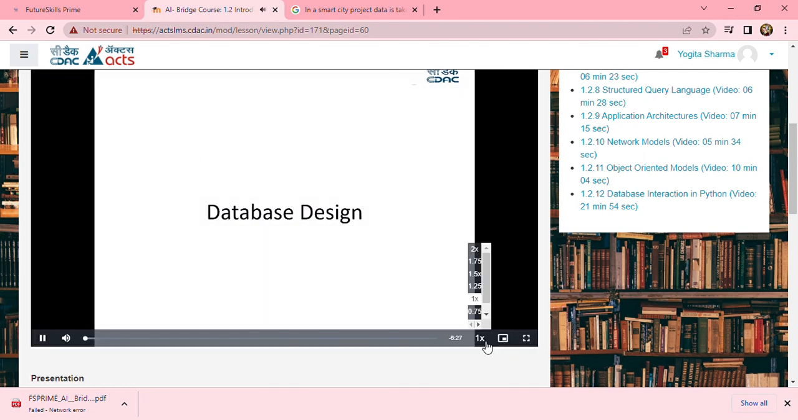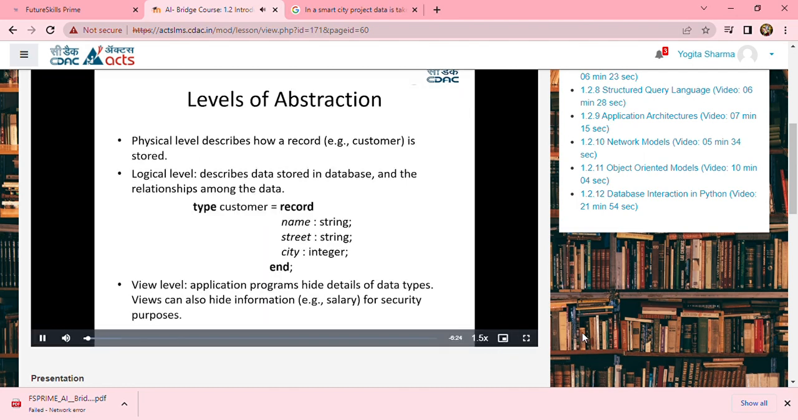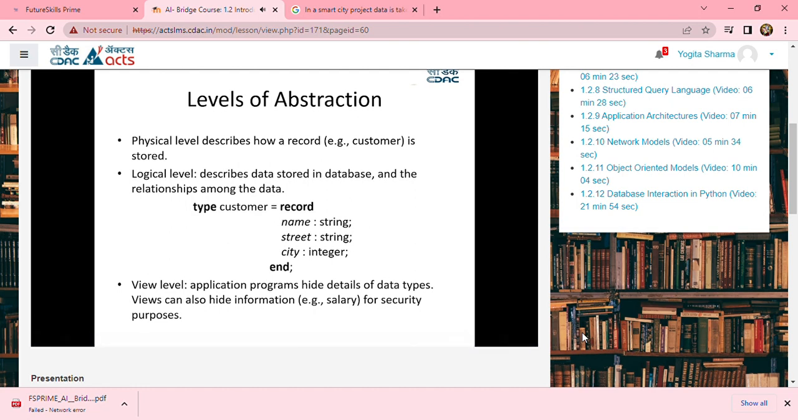Database design includes the abstraction and the classification. In this session, we are going to understand the levels of abstraction and how the data design will be, and then we will move into in-depth concepts of abstraction. Levels of abstraction include the physical level, which describes how a record is to be stored.